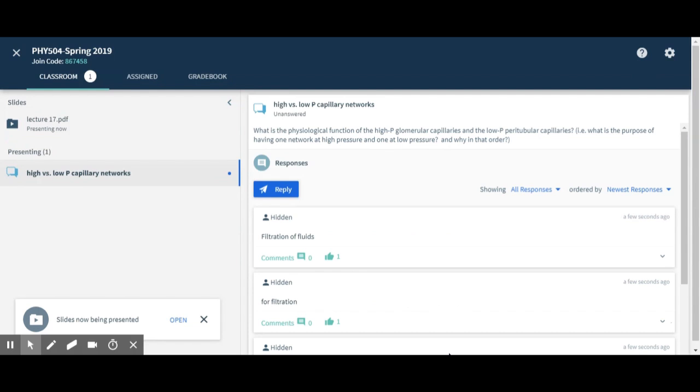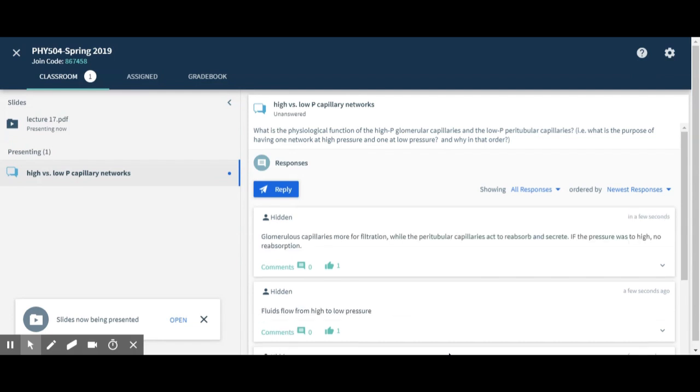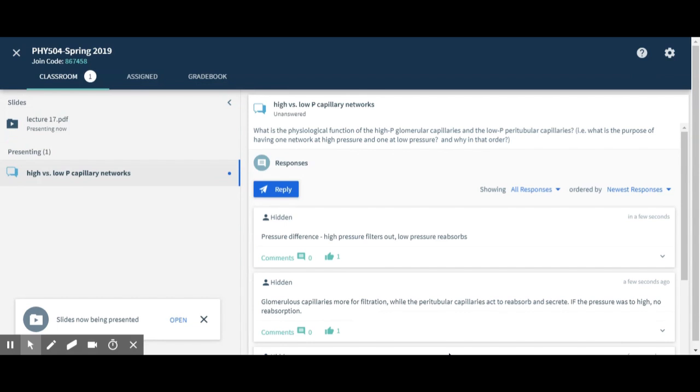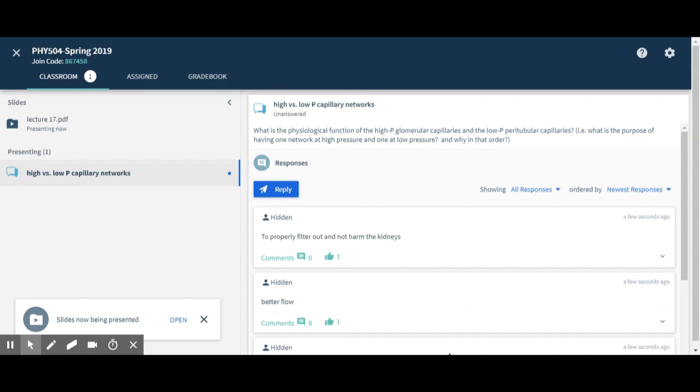Okay. All right, very good. So I see a lot of common themes, mainly addressing what we're going to start talking about next, which has to do with your filtration versus your reabsorption.